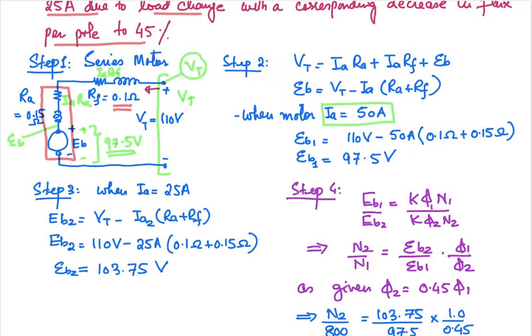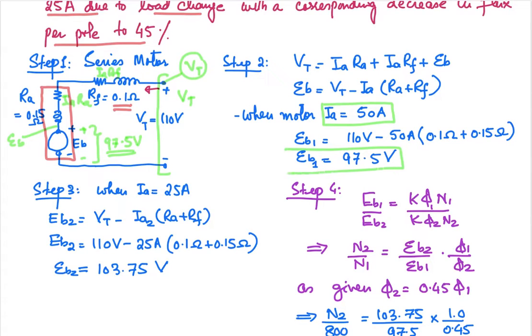Okay, so now let's use the same equation that we used over here for the back EMF, and we are determining the back EMF at the new current, and the new current is 25 ampere, that you can see over here. The current is reduced to that one. Terminal voltage is same, 110 volt. Current is reduced to 25 ampere. Armature resistance and the field resistance is same. So the new back EMF is 103.75 volt, right? So you can compare it over here.